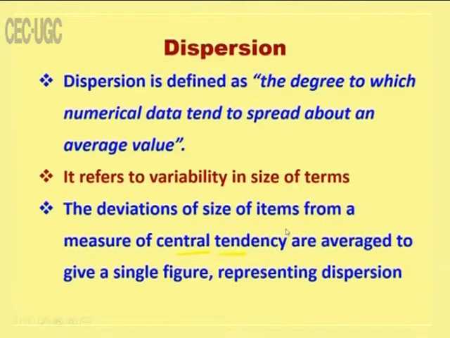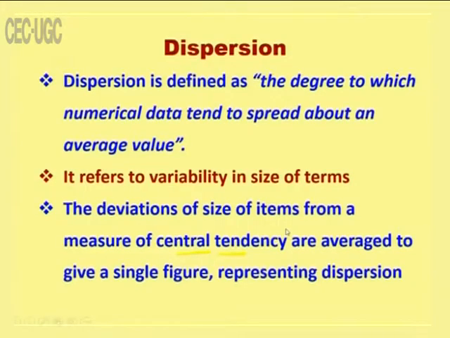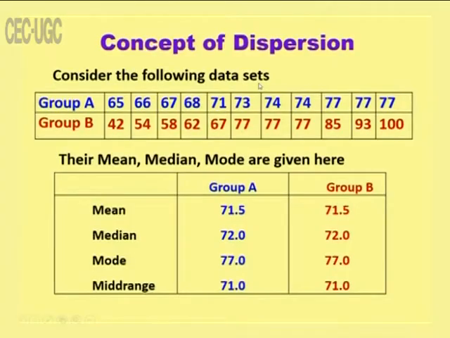Now, let us discuss what is called dispersion. Dispersion is defined as the degree to which the numerical data tends to spread about an average value. That means, in the previous session we discussed the average, that means the mean, and now, with respect to the mean, to what extent the values are dispersing, that is called the dispersion. The central tendency is one aspect and the dispersion is just opposite to it, and it refers to the variability in size of terms, and the deviations of size of terms from a measure of central tendency are averaged to give a single figure representing dispersion. That means, to what extent from the central tendency each value is deviating, that is averaged, and that particular concept is called the dispersion.